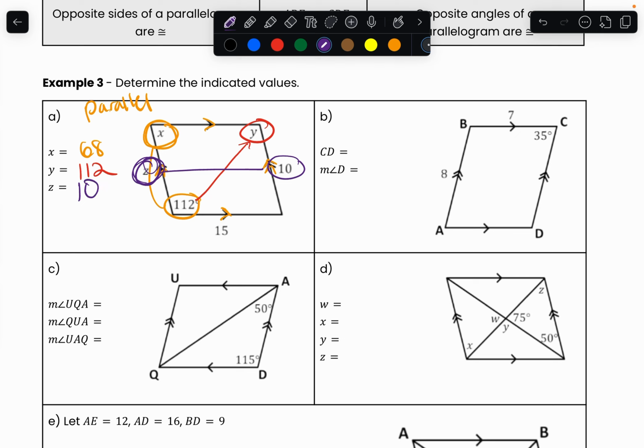Okay, now let's look at the next one. Well, it's asking me to find the length of CD, which is right here. Well, let's look at if this side has an opposite side, which we do, which is 8. So this will be 8. Okay, look at the next one.